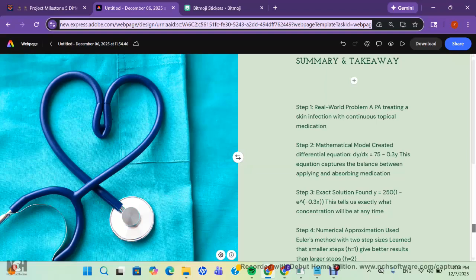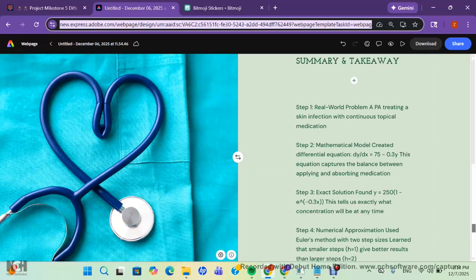first we started with the real clinical problem, a PA treating a skin infection with continuous topical medication. Then I created a differential equation to model the situation, which was dy over dx equals 75 minus 0.3y. The equation captures the balance between the medication being applied and the medication being absorbed. And then we solved analytically and got the exact solution, which was y equals 250 times (1 minus e to the power of negative 0.3x). And this tells us exactly what the concentration will be at any time.